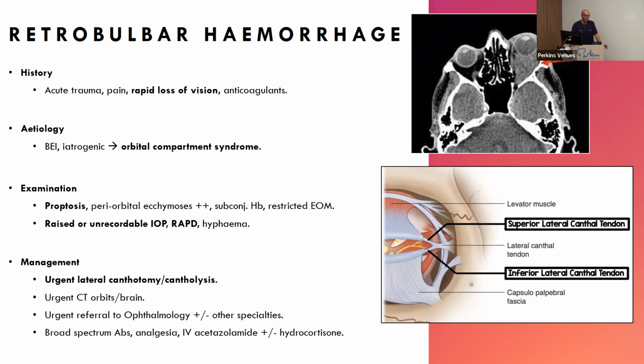Urgent referral to us, obviously, for many reasons, plus or minus other people, depending on what else is injured. And then they're going to need antibiotics, analgesia. Acetazolamide is a carbonic anhydrase inhibitor, which reduces aqueous humor formation. So it helps to bring the pressure of the eye down. The pressure in the eye is going to be up. We want to soften the eye, essentially. So acetazolamide helps with that. And then some centers will use hydrocortisone, some won't, for this sort of injury.